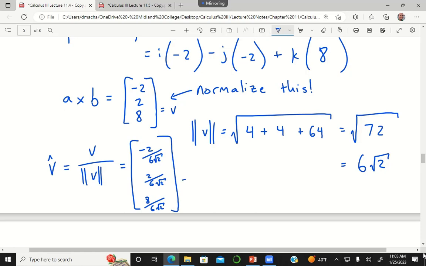And there's probably a nice way to simplify and make this look nicer, like negative root 2 over 6, positive root 2 over 6, and then two root 2 over 3. Is that right?